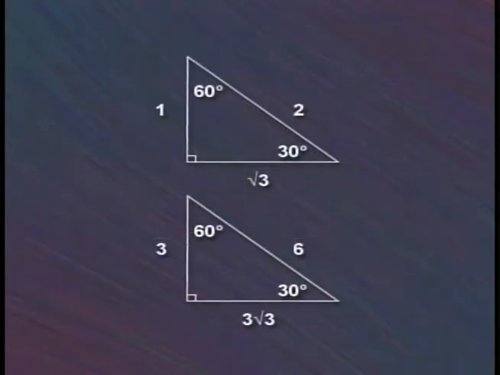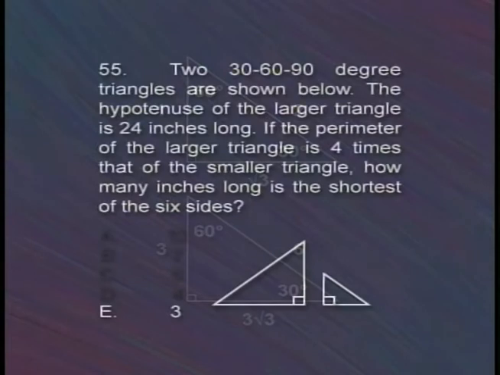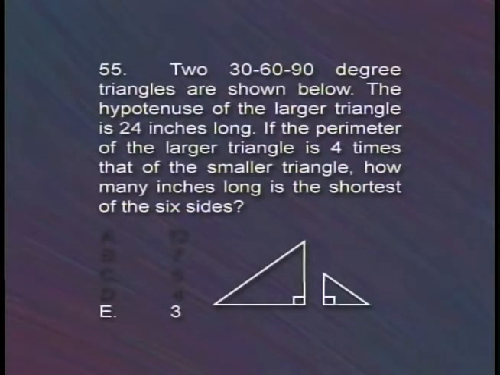Remember our basic triangle measurements. The 30 degree side is 1, and the hypotenuse is 2. In this case, the hypotenuse is 6, so the 30 degree side must be 3, and the 60 degree side is 3 times square root of 3. Thus, in this triangle, the shortest side is 3. The correct answer is E.